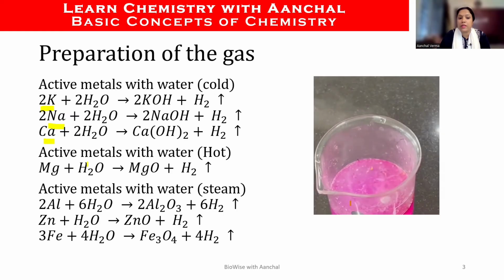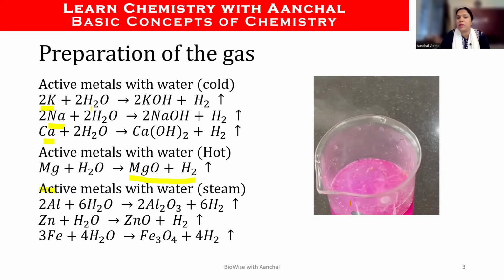Similarly, less active metals like magnesium react with hot water to produce the respective oxide and hydrogen. And lower, lesser active metals like aluminium, zinc, and iron, they all react with steam. Red hot metal reacts with steam to produce their respective oxides and hydrogen gas. So you can understand the difference.